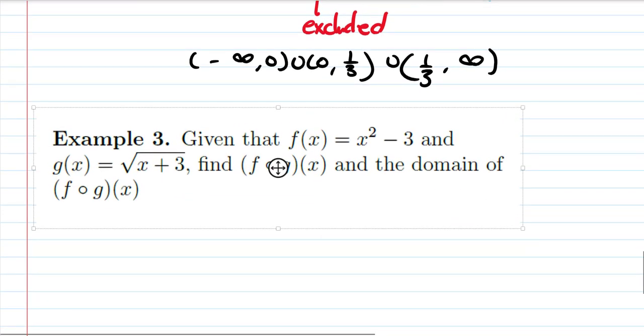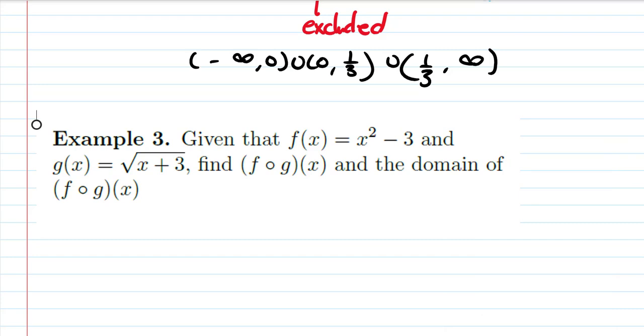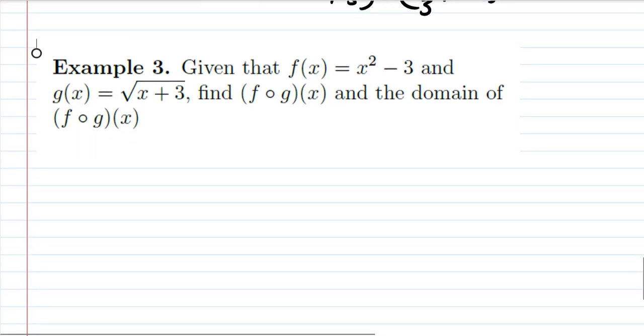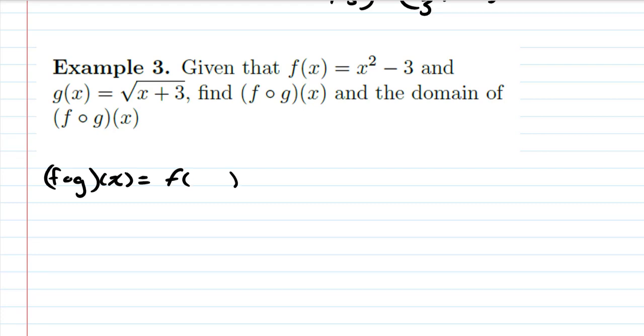So given that f of x equals x squared minus 3 and g of x equals the square root of x plus 3, find F circle G and find the domain of F circle G. So F circle G of X means we're going to put G into F, because we always put the second function into the first.